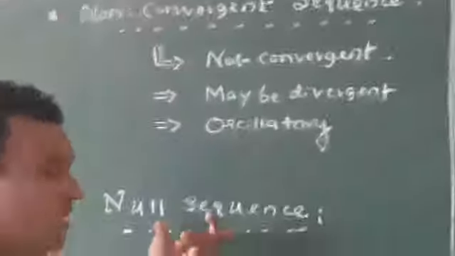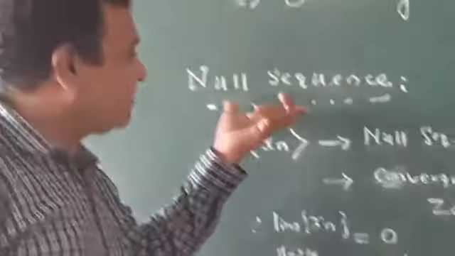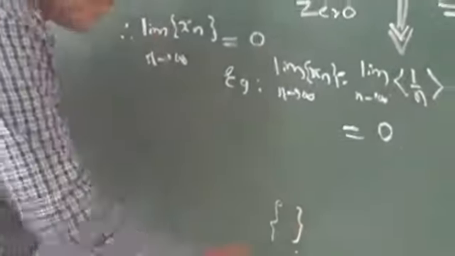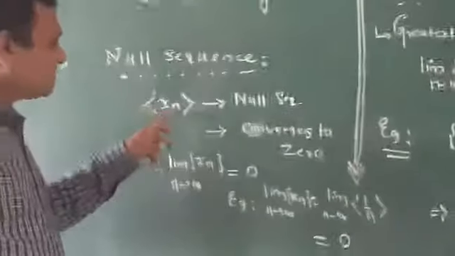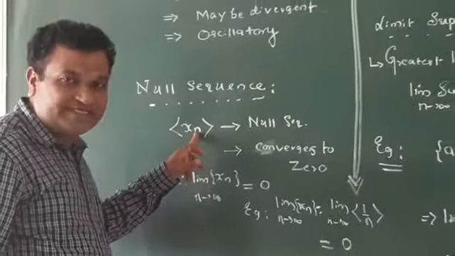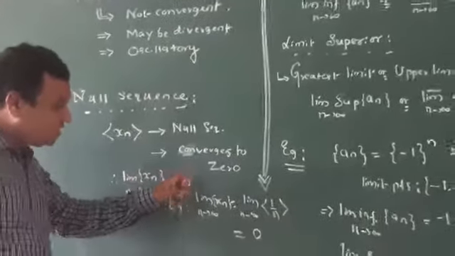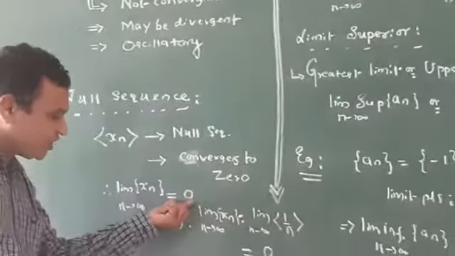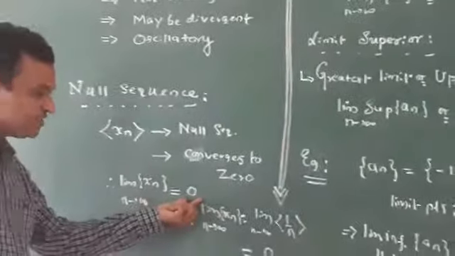Okay, next an important definition, that is null sequence. See here, it's very important. If you write a null sequence as an empty bracket, it is wrong. A sequence Xn is said to be a null sequence if it tends to 0, or if it converges to 0. That is, the limit of Xn as n tends to infinity equals 0.